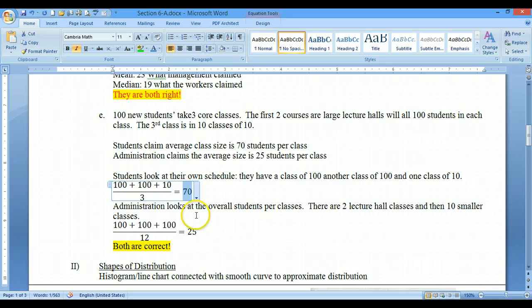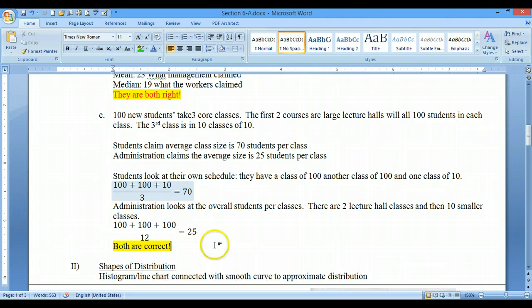The administration is looking at the overall students per classes. There are 2 lecture halls and then 10 smaller classes. So there's a total of 12 classes and 100 students at each of those time periods. So they have 100 for the first lecture hall, 100 for the second lecture hall, and 100 for the 10 smaller classes. And there are 12 classrooms altogether, which makes it 25 students per class.